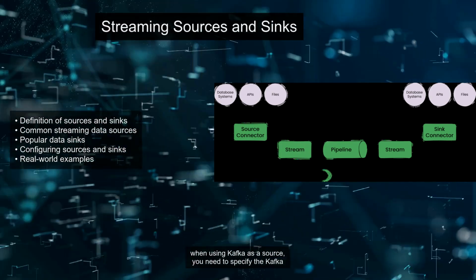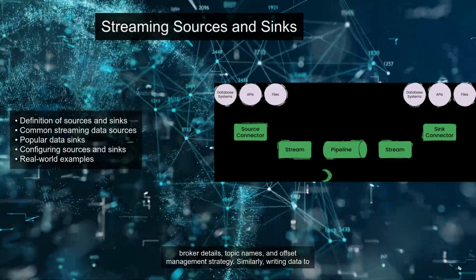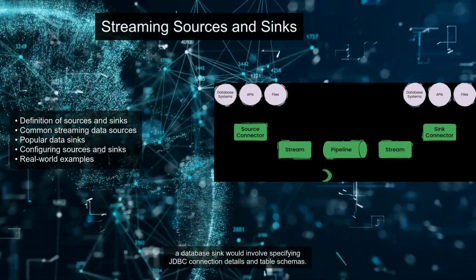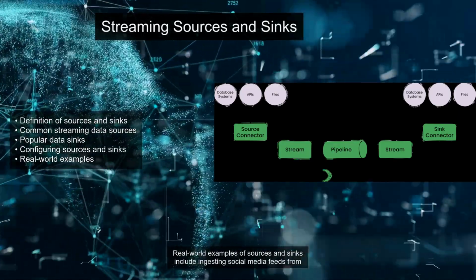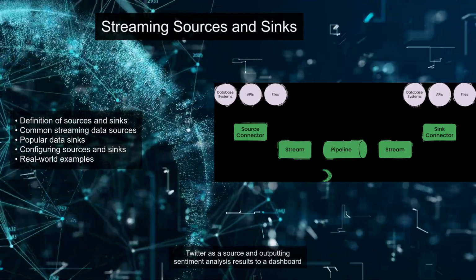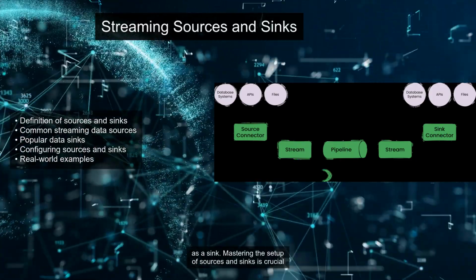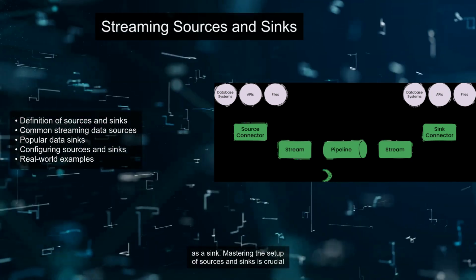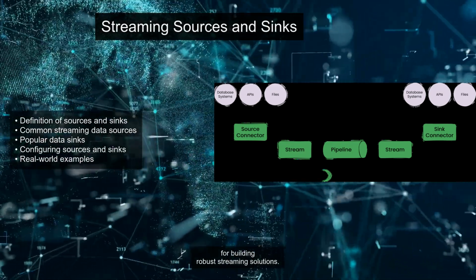For instance, when using Kafka as a source, you need to specify the Kafka broker details, topic names, and offset management strategy. Similarly, writing data to a database sink would involve specifying JDBC connection details and table schemas. Real-world examples of sources and sinks include ingesting social media feeds from Twitter as a source and outputting sentiment analysis results to a dashboard as a sink. Mastering the setup of sources and sinks is crucial for building robust streaming solutions.